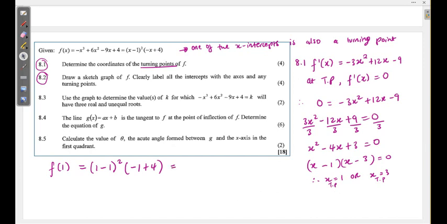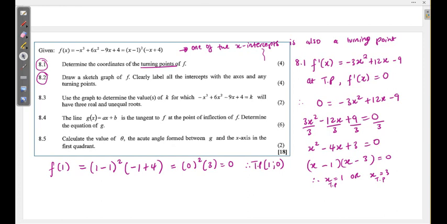Now, 1 minus 1 is simply 0, and then squared, this one is 3. So the answer will be 0. Therefore, the first turning point or stationary point is 1 and 0. Do you see it?